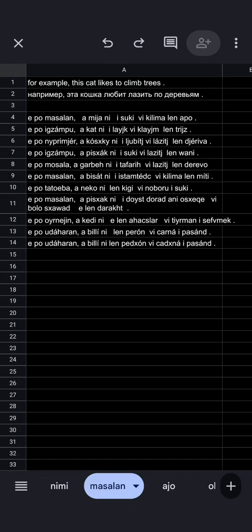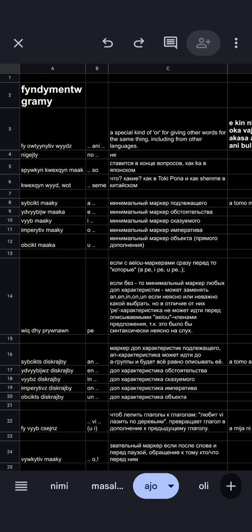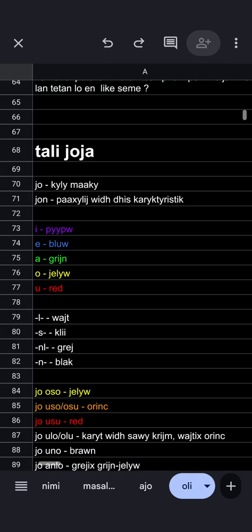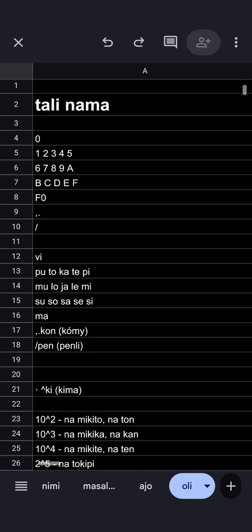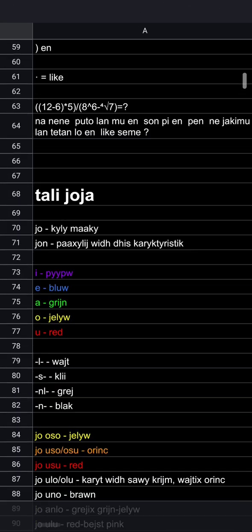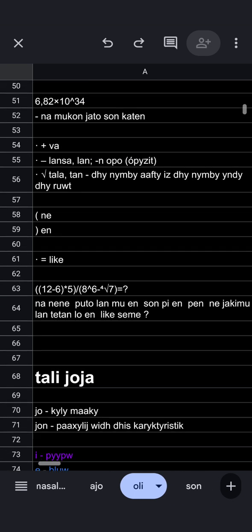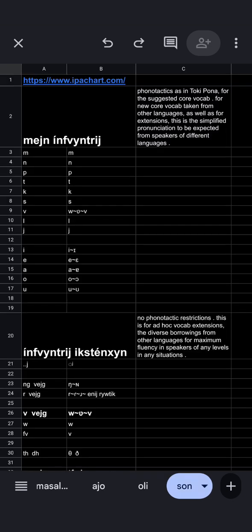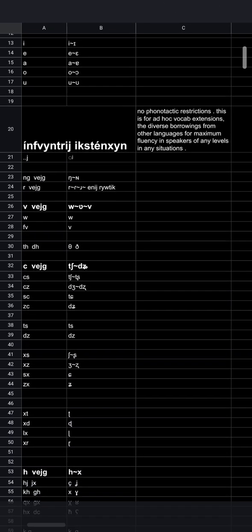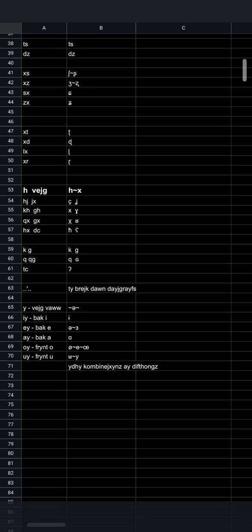Here we have some examples. So this is the same sentence, but using different vocabulary. And here we have the grammar. Here we have different systems to represent numbers, to represent colors, to represent frequencies and levels of ability, different sizes, different mass, and things like that. And here we have the sound inventory, the main set, which basically copies Tokipona, and the extension that is used for representing borrowings from all sorts of languages.